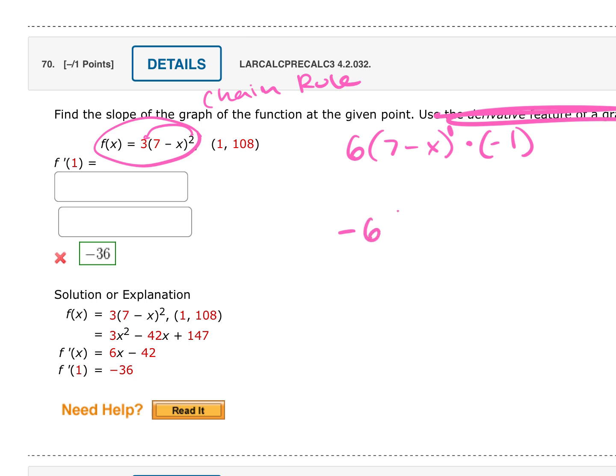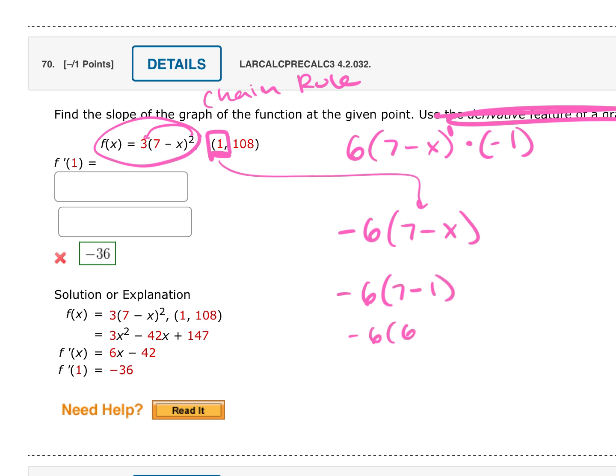So we get negative 6 times 7 minus x. If you want to simplify it, you can. You can distribute if you want. When we find the slope of the graph of the function at the given point, we're plugging in our x value into the derivative. So this would be -6 times 7 minus 1. So -6 times 6 would be -36. This is our slope.